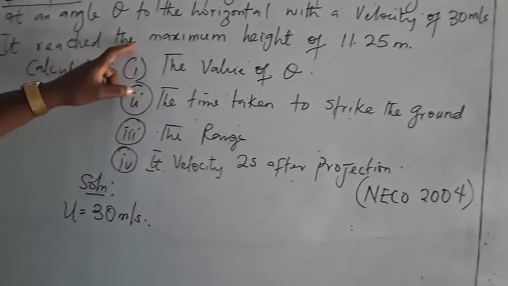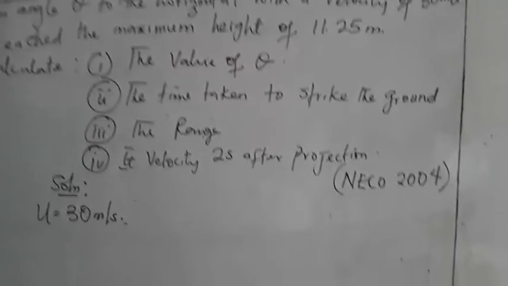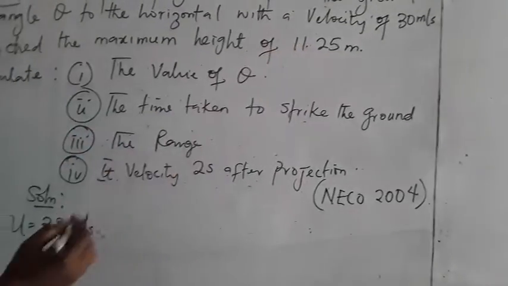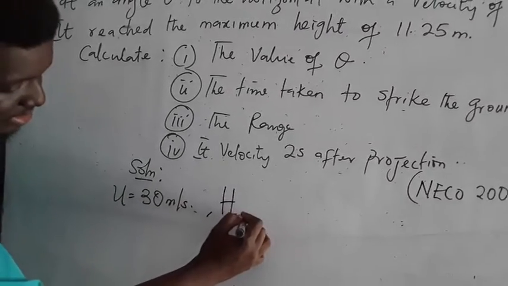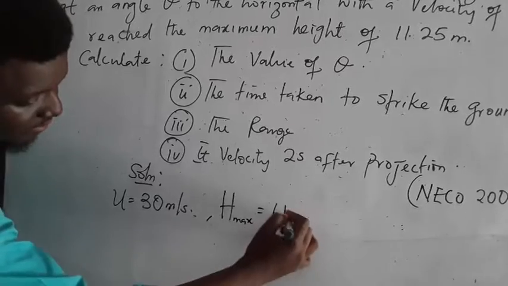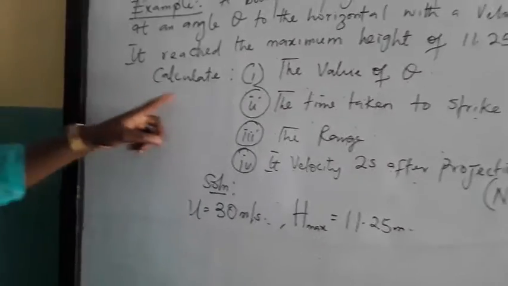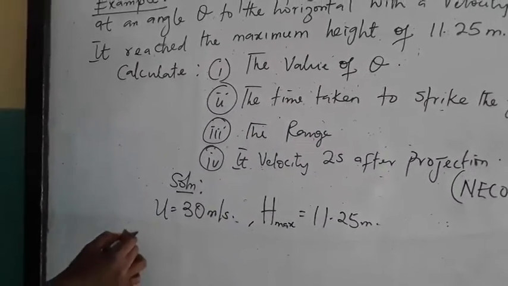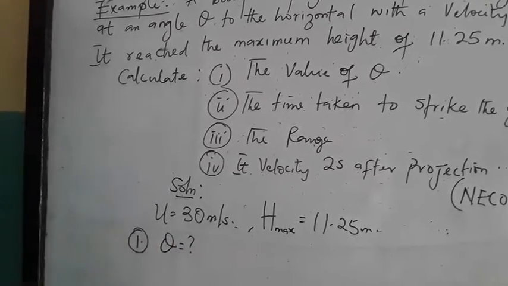So we have it that it reached the maximum height of what was our maximum height there? 11.25 meters. So we have h max to be 11.25 meters. They now say to calculate the value of theta. We don't know our theta.